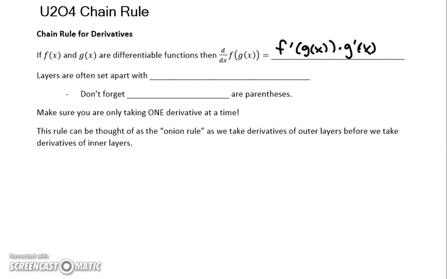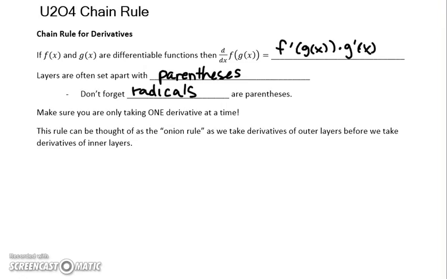So we're going to be trying to find these different layers, if you want to think about it that way. Functions inside functions. Our layers are oftentimes going to be set apart with parentheses. And one thing that we don't want to forget is that radicals are going to be parentheses, right? We can think of the square root of x plus 1 as x plus 1 to the 1/2 power.